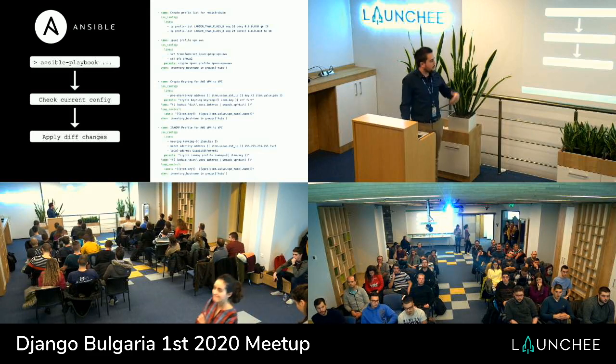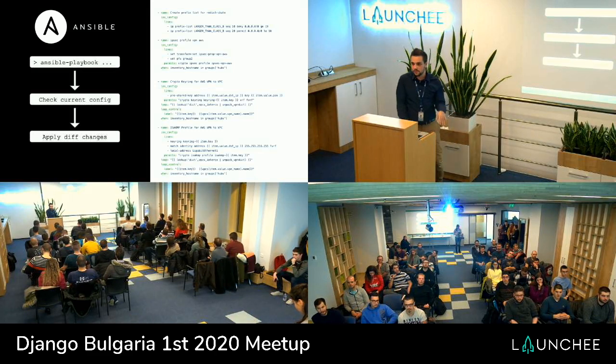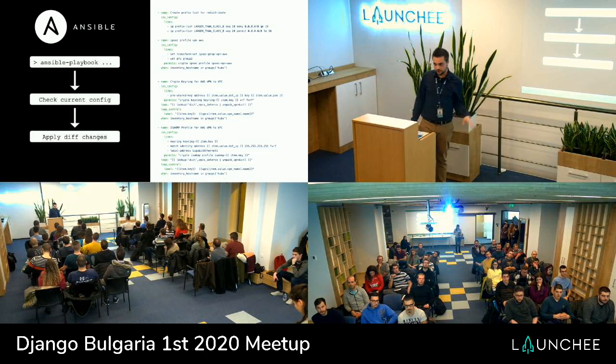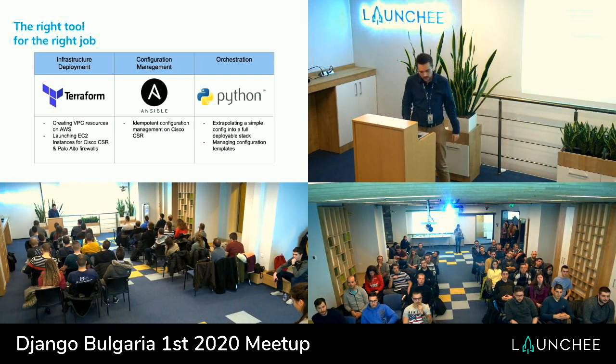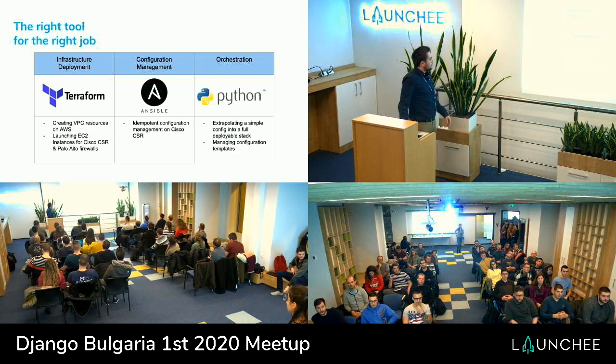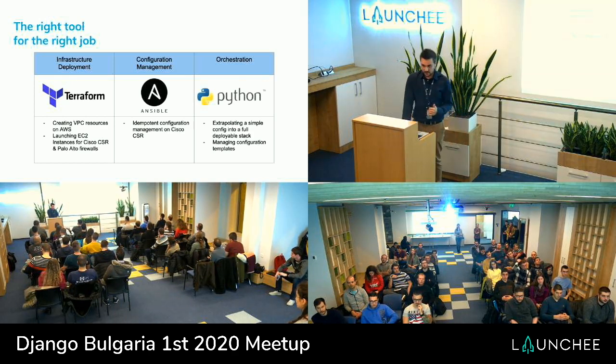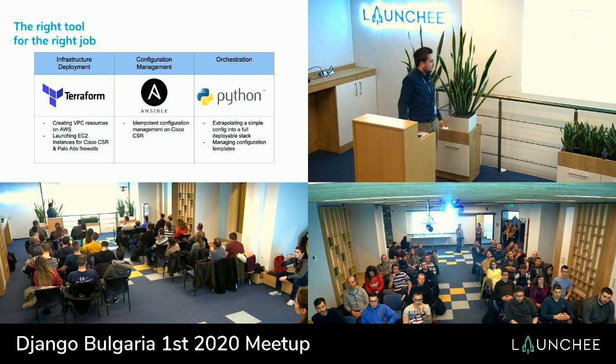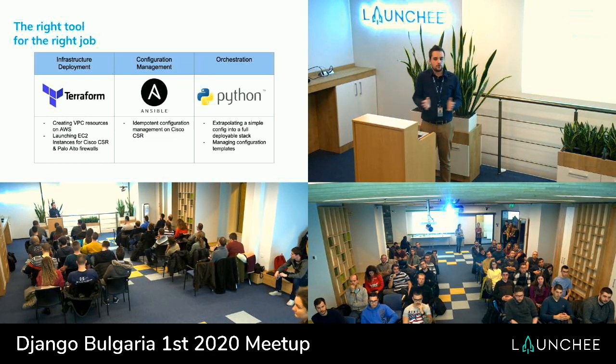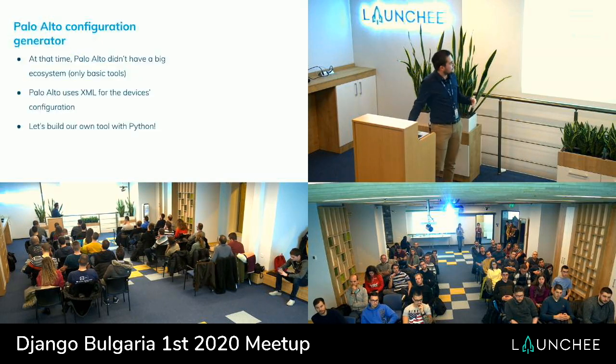So the workflow is pretty simple. You just launch the Ansible playbook command. It's going to check the current configuration on the target, and then it's going to make a diff of the changes. So it's all about the right tool for the right job. We're going to use Terraform for creating the infrastructure resources. We're going to be using it to launch the EC2 instances for our firewall and our router. We're going to be using Ansible for the configuration on the Cisco CSR. And we're going to use Python to wrap all that, to make all of this a bit more simple.